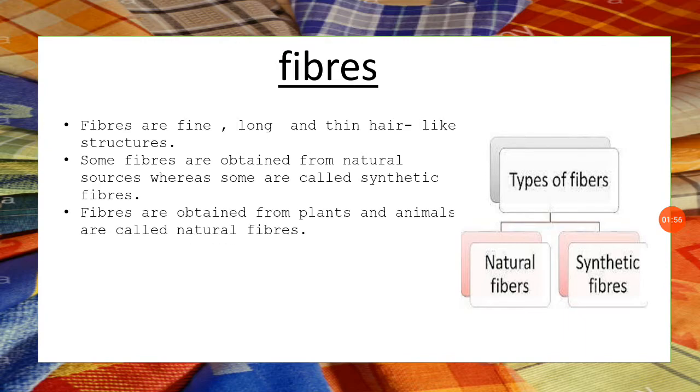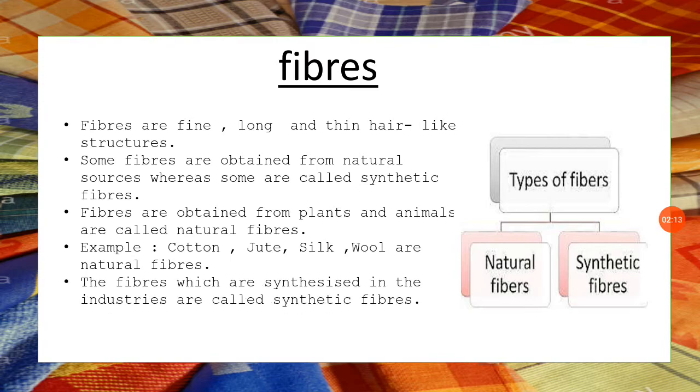Fibers obtained from plants and animals are called natural fibers. Examples: cotton, jute, silk, wool, etc. are natural fibers. The fibers which are synthesized in the industries are called synthetic fibers. Examples are rayon, nylon, acrylic, and other synthetic fibers.